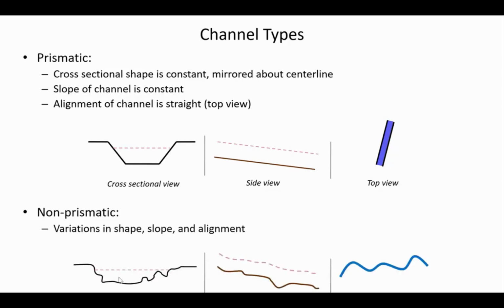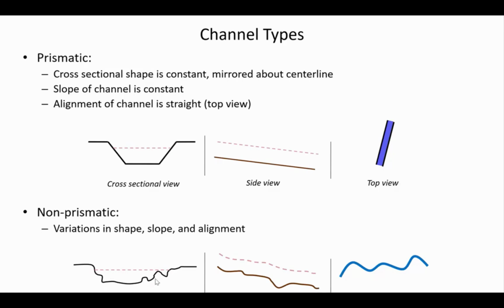And so the cross-sectional view, rather than being a mirror image along the center line, for a non-prismatic channel it would be irregular, because there are just differences in the strength of the soil underneath the water line, and as the water is flowing, it will pick up and carry downstream the soil that's going to scour and erode the most easily, and what stays behind is the soil or the rocks that are more resistant to scour.